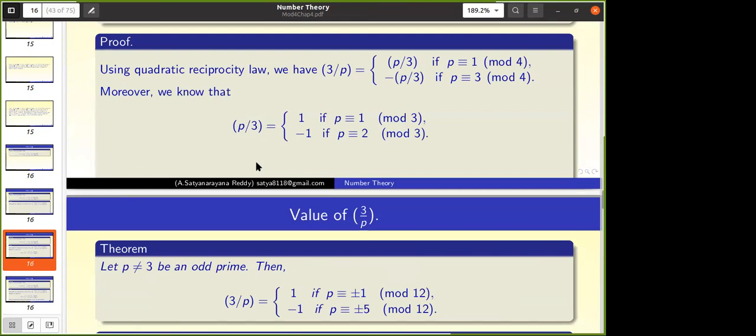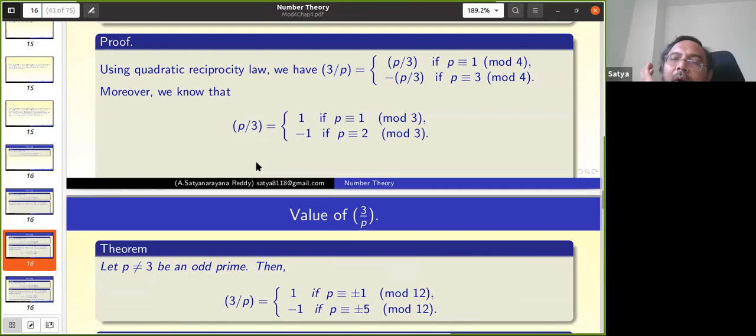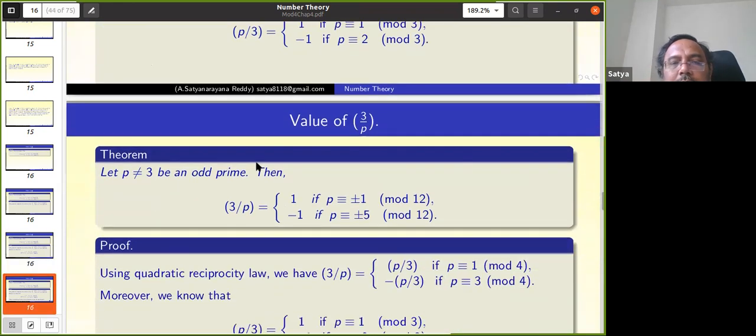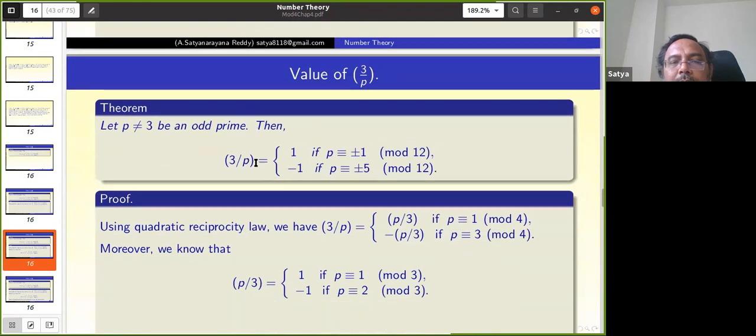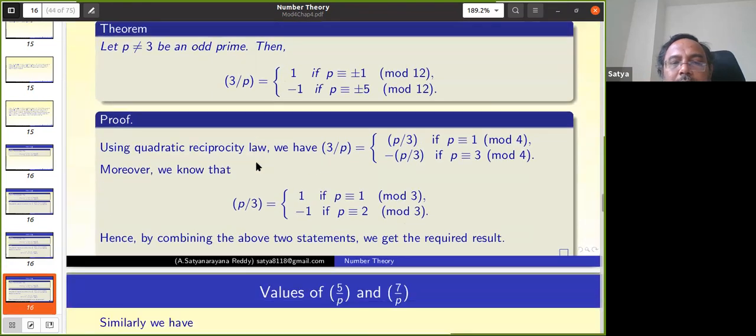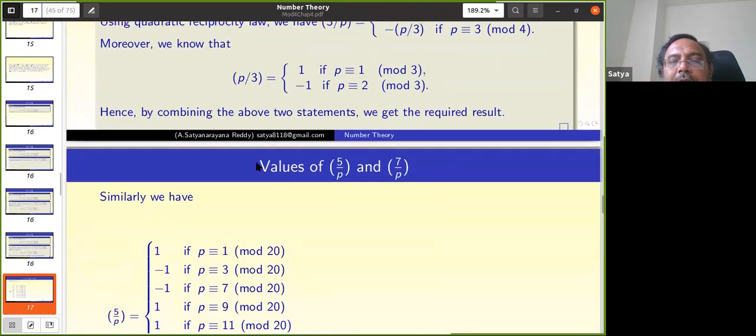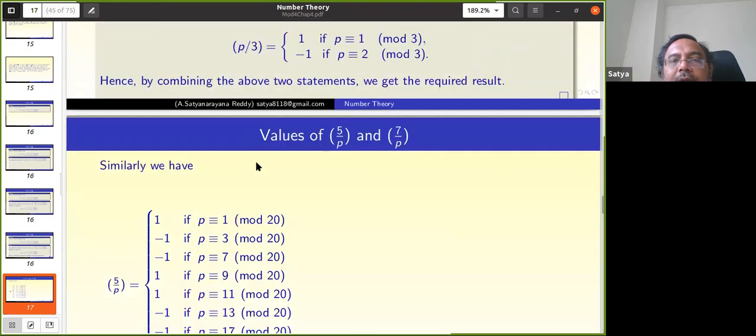Yes, sir. 12 is coming up to modulo 12, 4 comma 3 with GCD 1. So you'll get it. So 3 by p equals this. Okay, so we proved that. Similarly, one can compute 5 by p and 7 by p.